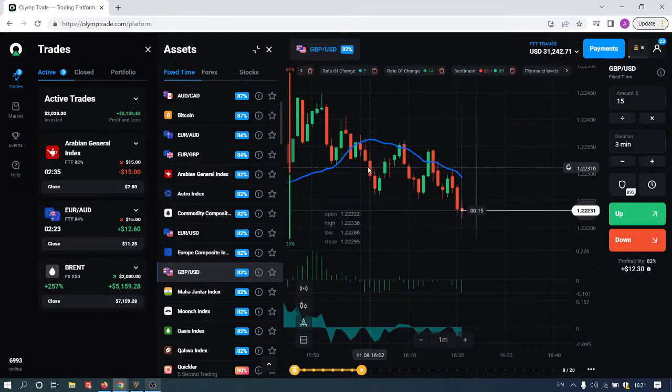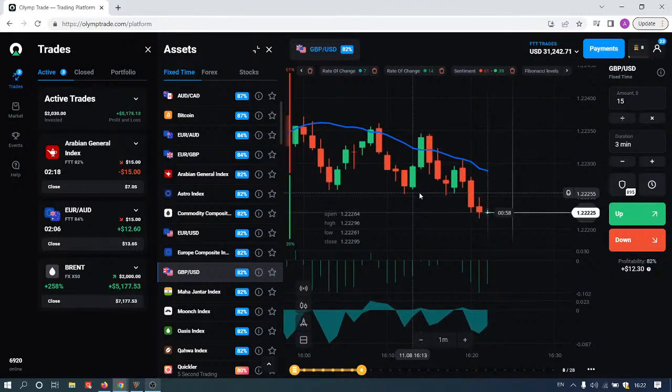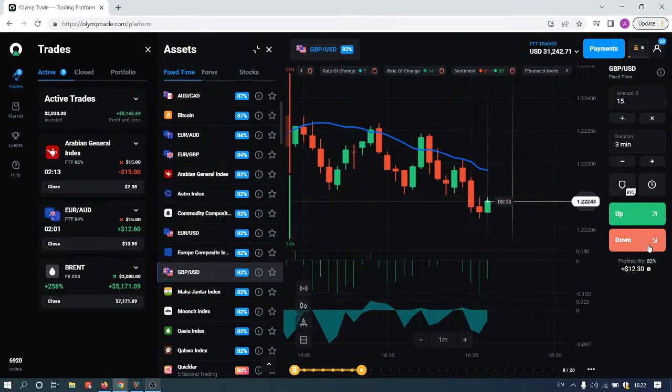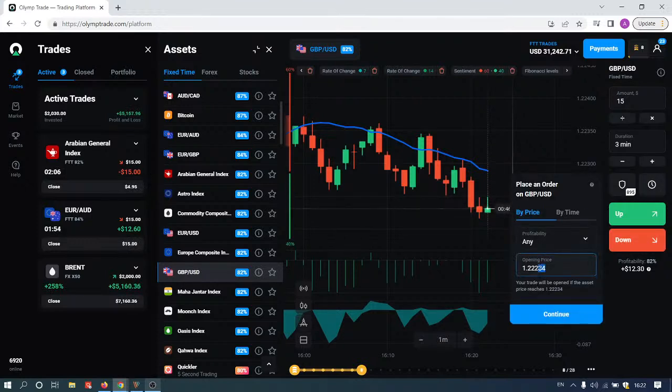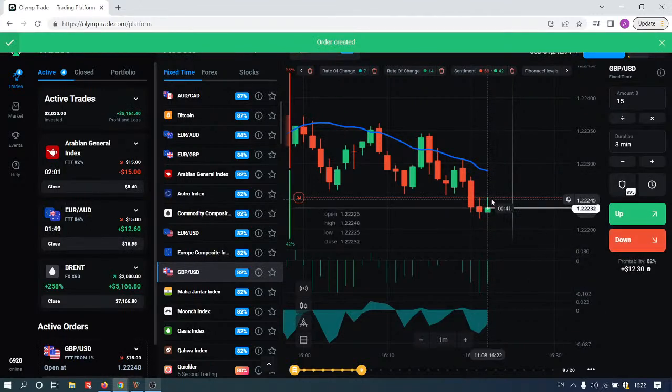Right. So what I wanna get here is this little pullback. Basically, we just broke under this level of support. So one, two, three, three times we bounced off of this support level. Then on the fourth attempt, we broke under, and now we are trading under. I wanna buy on a pullback, and I wanna set a pending order here.